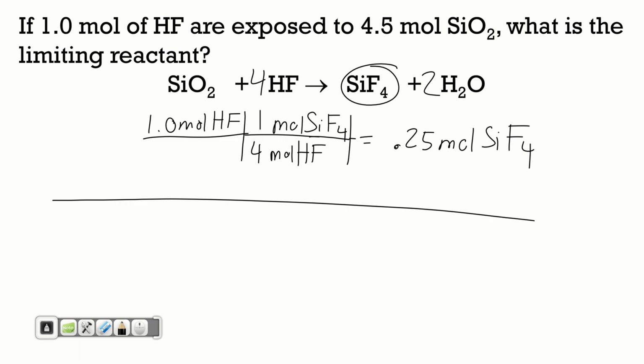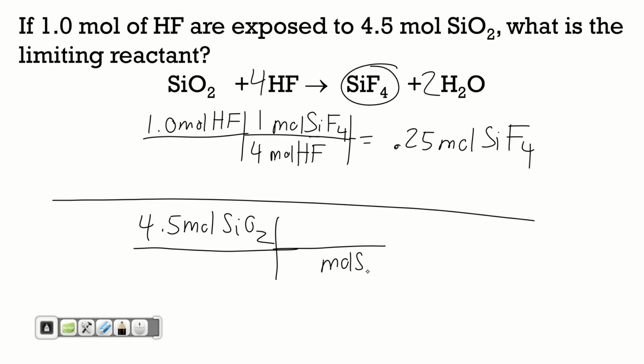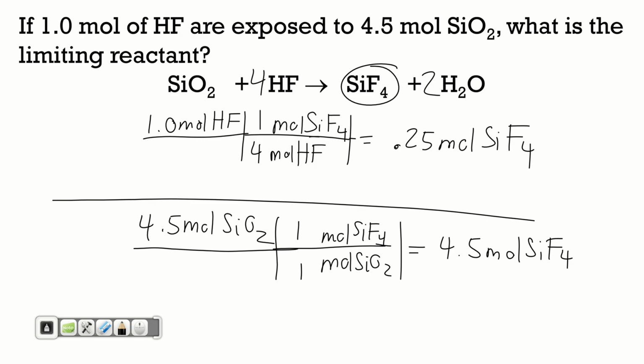Now I need to see what the SiO2 does. I have 4.5 moles of SiO2. I come from moles of SiO2, go to moles of SiF4. This is a 1-to-1 ratio, again coming from our coefficients, and I can make 4.5 moles of SiF4 if all of the SiO2 runs out.